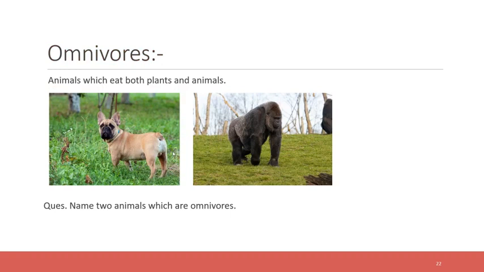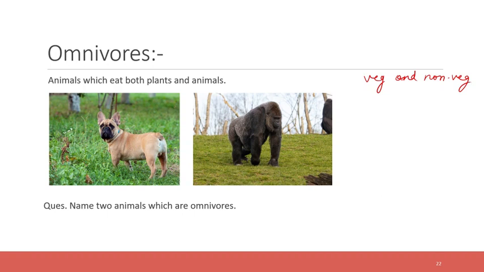Here's the last category, omnivores. Some of us eat both veg and non-veg food, right? Some of us eat both vegetarian and non-vegetarian food. We eat fruits and also we eat chicken, right? Like us, there are also some animals which eat both plants and animals. These animals are called omnivores.